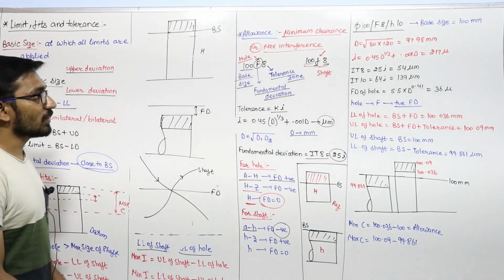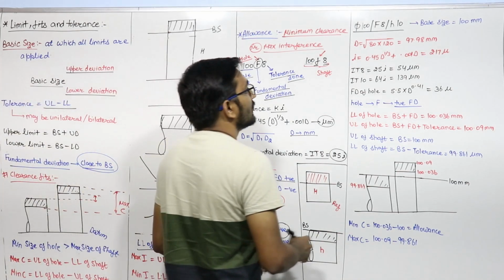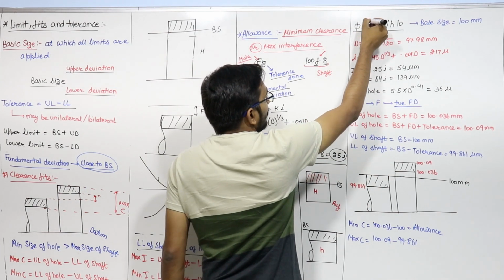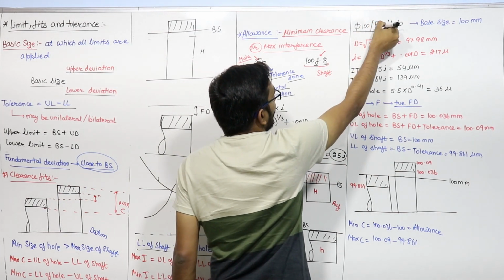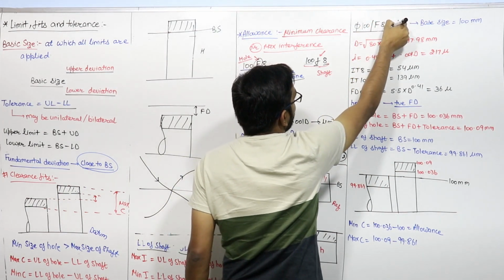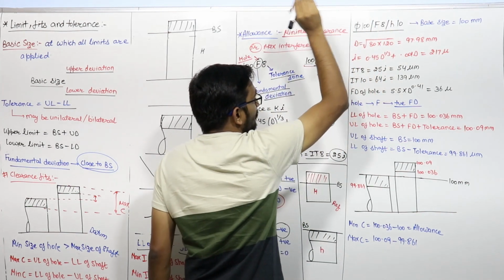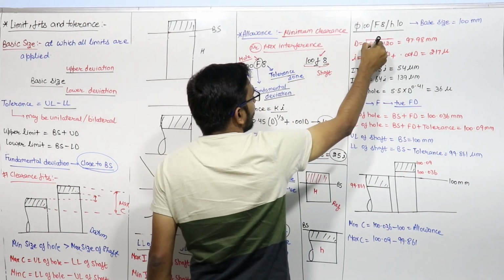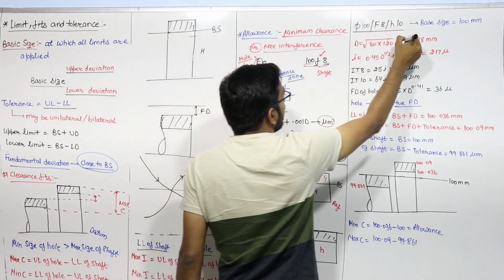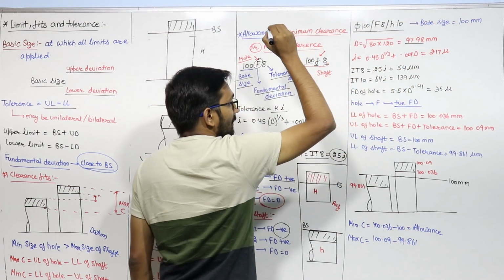Now let us move towards a question. Let us say this is a question for us. The diameter is 100. For hole, this is capital F8. For shaft, this is small h10. So basic size is 100 mm. Diameter range is 80 to 120. So capital D will be 97.98 mm.